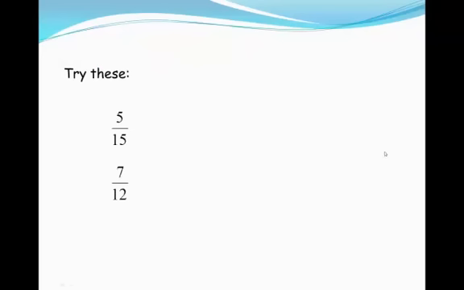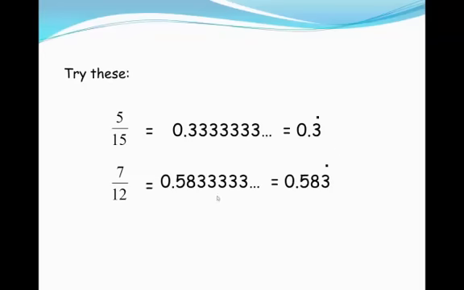Can you please now pause the video again and try these 2 problems? So the answer for the first one, you should have got 0.333 or 0.3 recurring. And for the second one, you can see in this one that 5 and 8 go first and then 3's continue recurring after that. So you put the recurring dot above the 3.